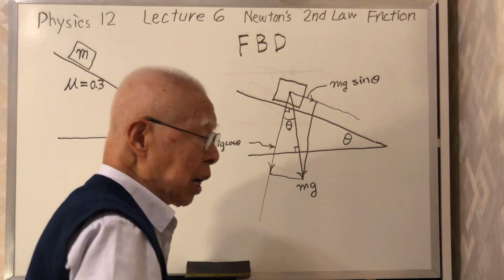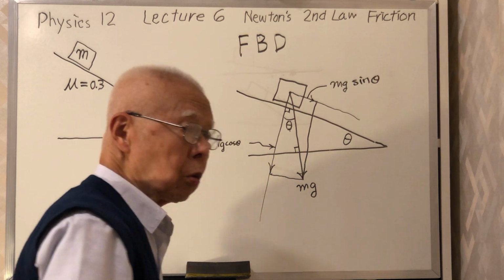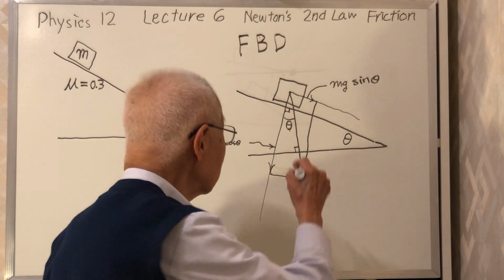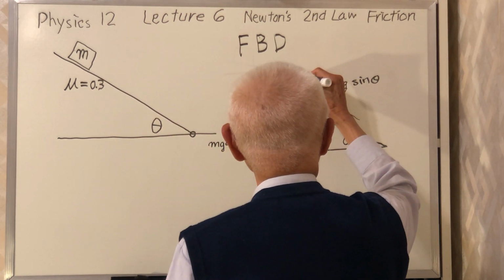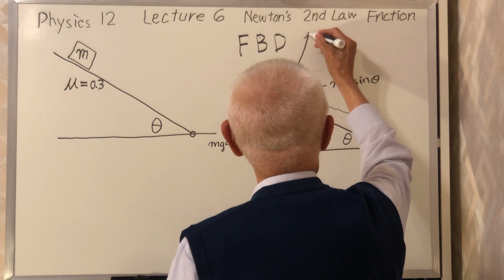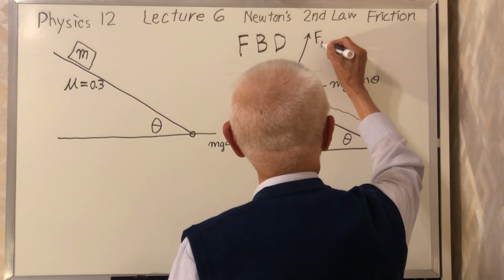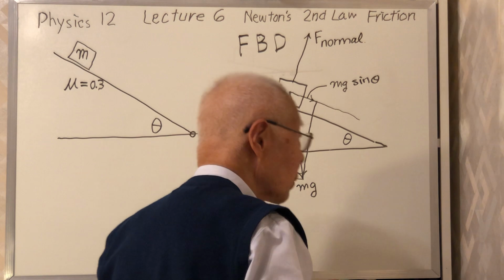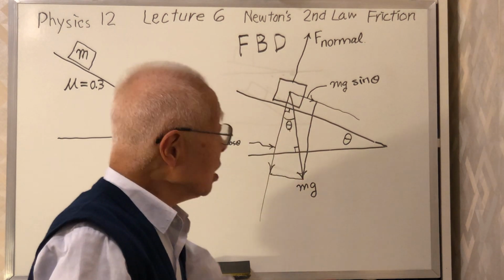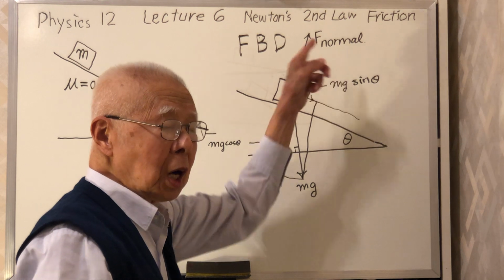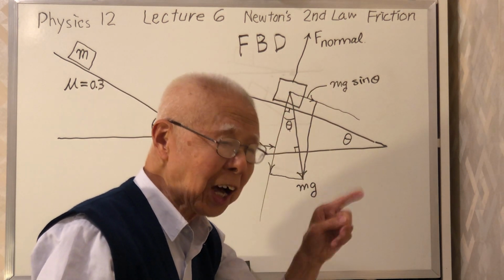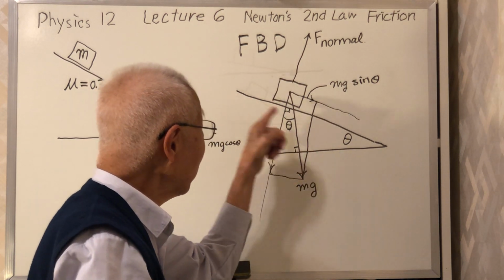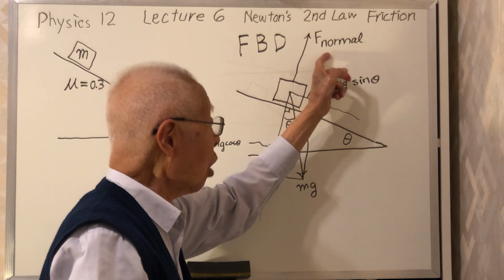Now, other than the force of gravity, we have other forces. One force is the normal force. So this is the normal force. Remember that normal means perpendicular to the inclined plane. This force is perpendicular to the inclined plane. That's why we call it normal. Normal is perpendicular.